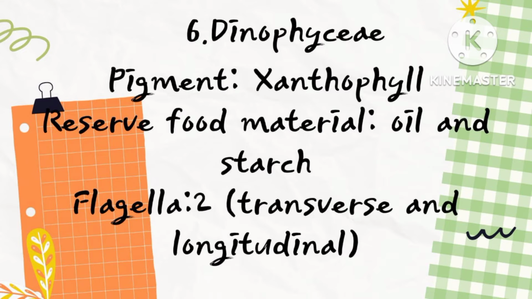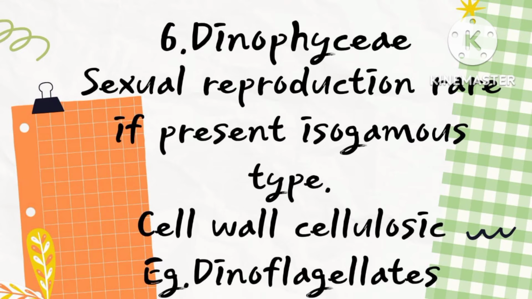Dinophyceae. Dinophyceae contains xanthophyll mainly. Reserve food material is oil and starch. Flagella are 2 in number, transverse and longitudinal. Sexual reproduction is rare in Dinophyceae. If present, then isogamous type. Cell wall is cellulosic. Example, dinoflagellates.